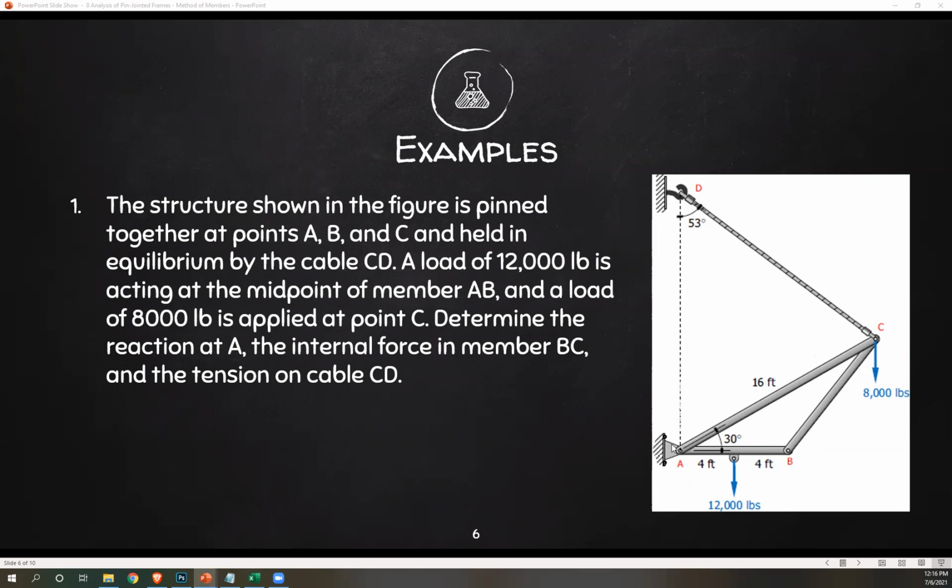So I can't use method of joints or sections on that member. And the load of 8,000 pounds is applied at point C. So it's applied at the joint, it's not creating bending. Determine the reaction at A, internal force in member BC, and tension in cable CD. So we're looking for 3 things: reaction at A, tension at cable CD, and then internal force in member BC. Okay, so let's do that. Let's start analyzing this question.